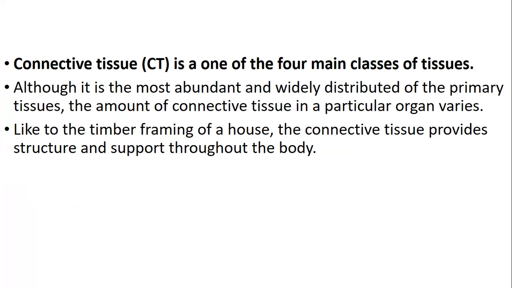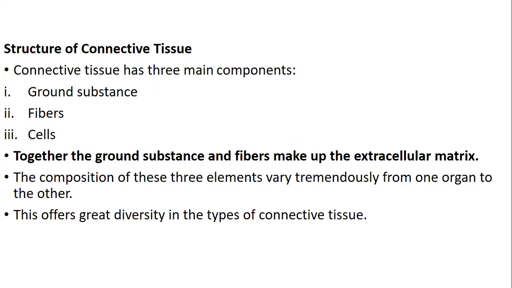Although it is most abundant and widely distributed of the primary tissues, the amount of connective tissue in a particular organ varies. It is just like in any other sector where you build, you find that the amount of support that you put to any structure, including a house, a timber framing house or something, will be varied. Some corners may have a lot of support, while others may not. So that is how varied the presence of connective structure is to the body parts. It's not that every part and everywhere has intense support. It is varied according to the need.